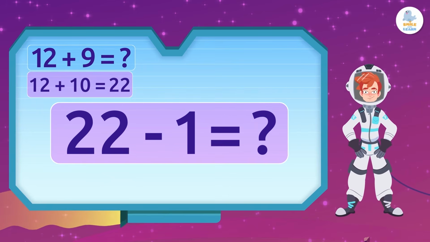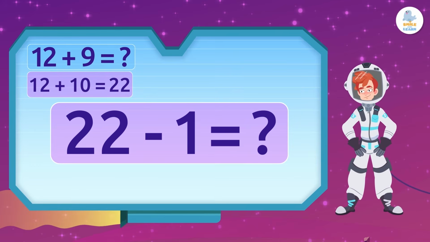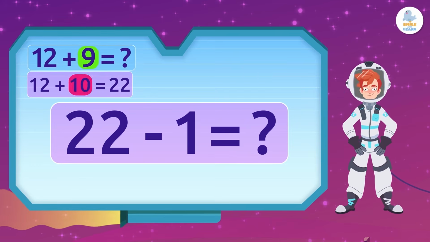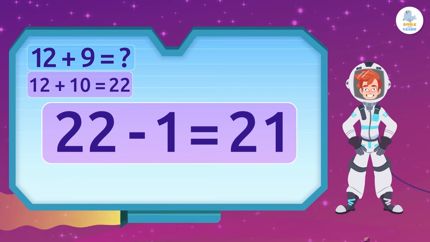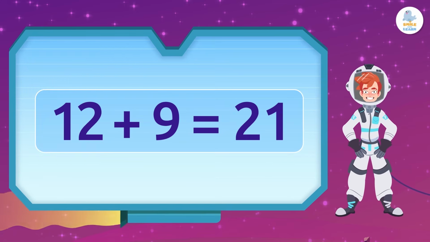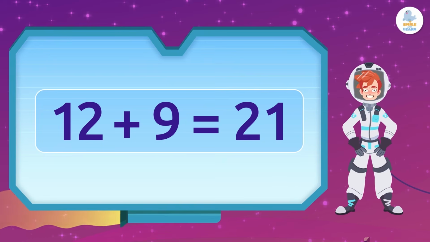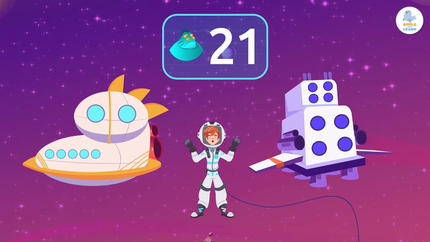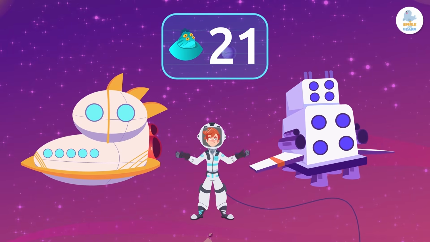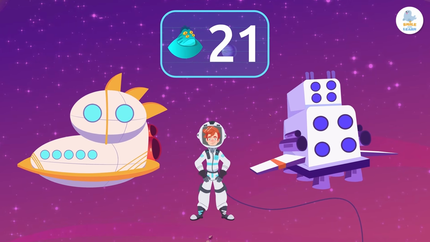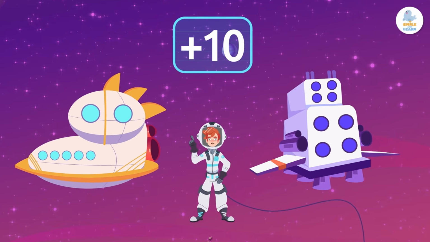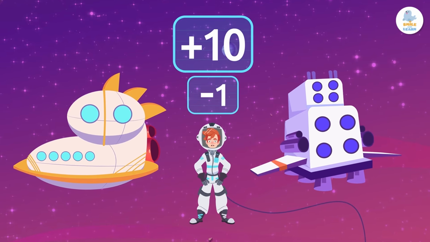Next, we subtract 1 from that number because we want to add 9, not 10. What is 22 minus 1? Exactly, 21. So 12 plus 9 equals 21. There are 21 Martians on the 2 ships. Don't forget this trick next time you have to add a 9. First add 10, and then subtract 1.